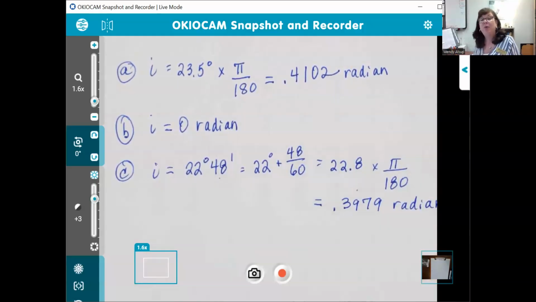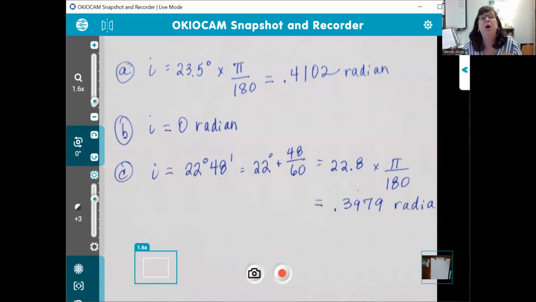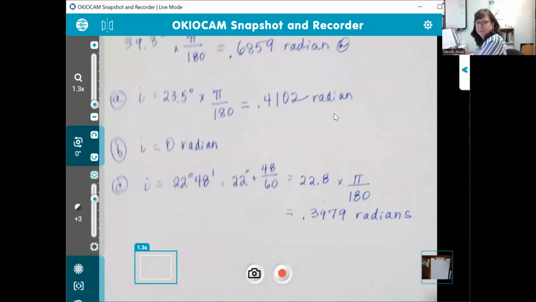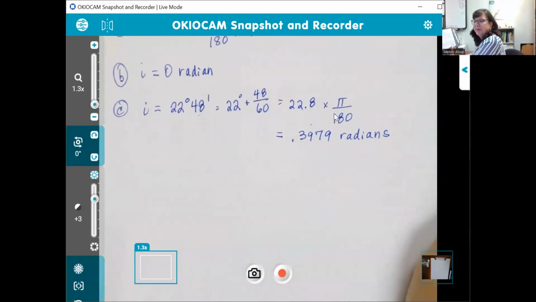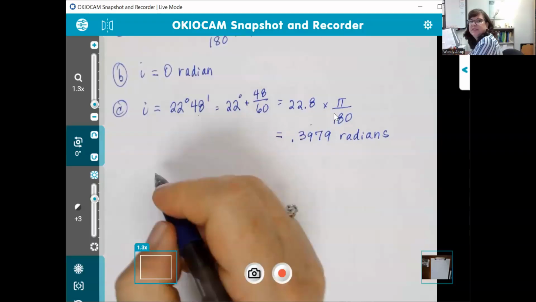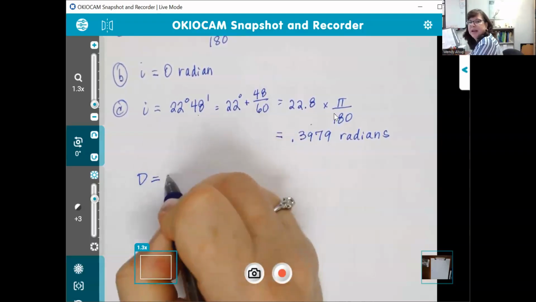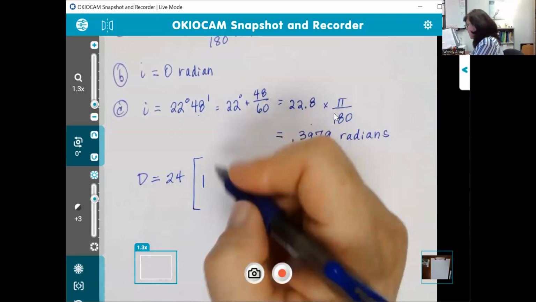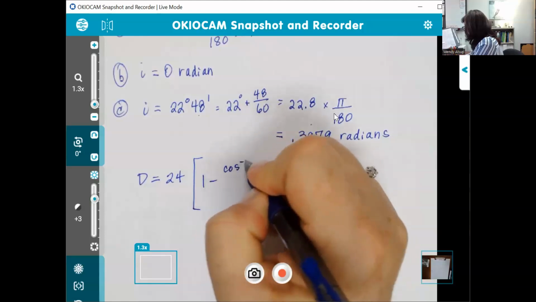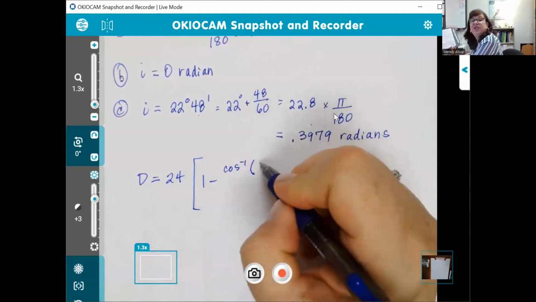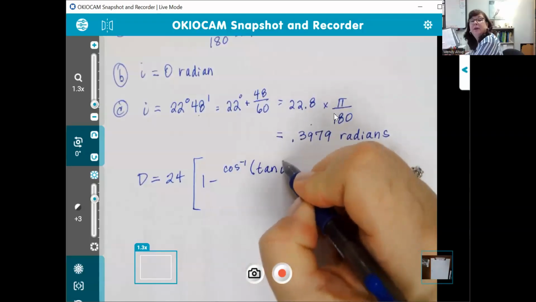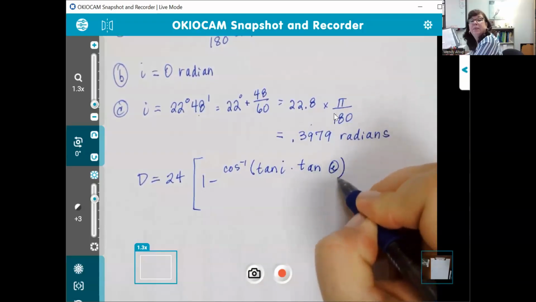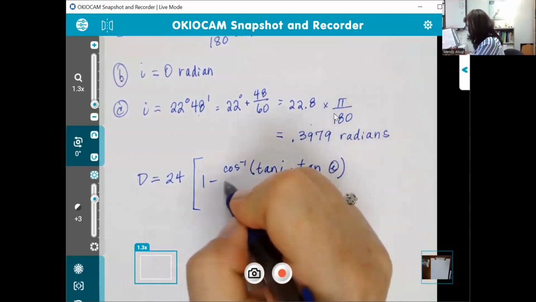All right, so now I have converted all of my I's to radians. And now I've got this fairly complicated formula. The hours of daylight is approximated by 24 times 1 minus the inverse cosine of the tangent I times the tangent theta, all over pi.